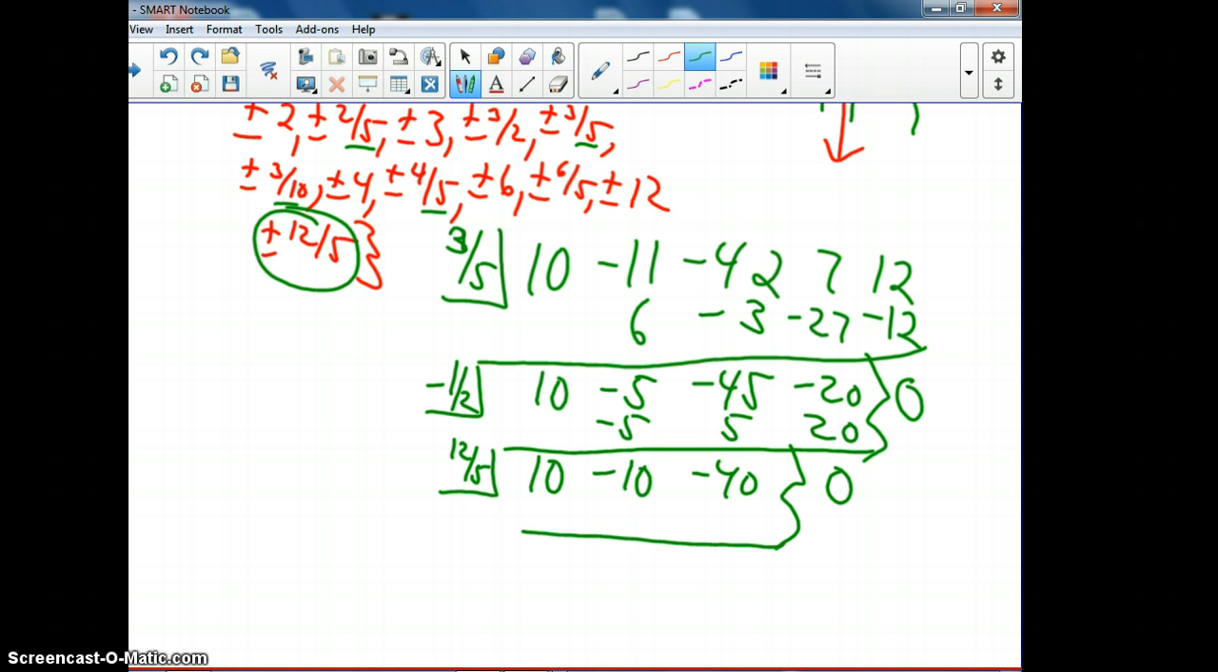Okay, so now we're going to do 12/5. So here we go. So we got 10, right? Okay, and then what's 12/5 times 10? 24. And then that's going to give you 14. And what's 12/5 times 14? How much is that? 33.6. Well, that's not it. That doesn't work.